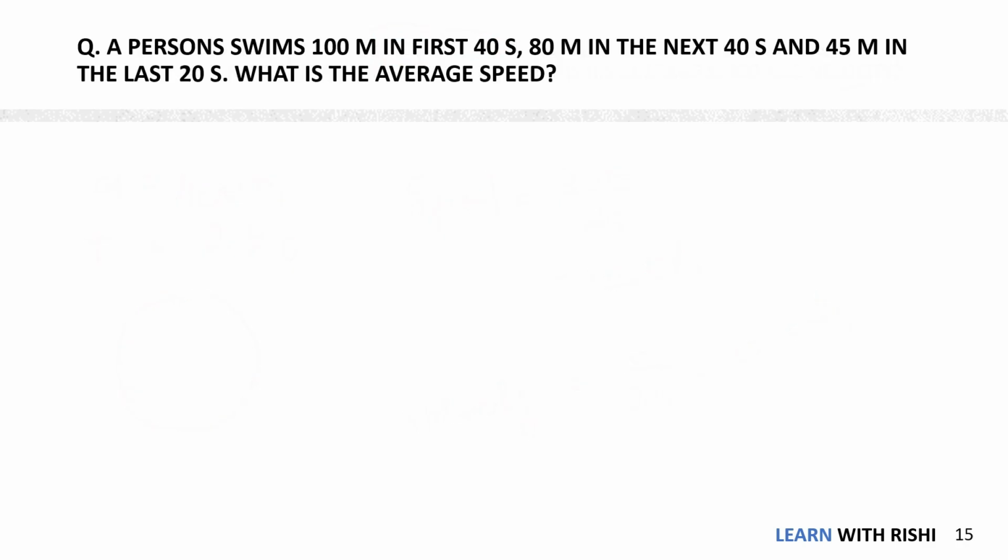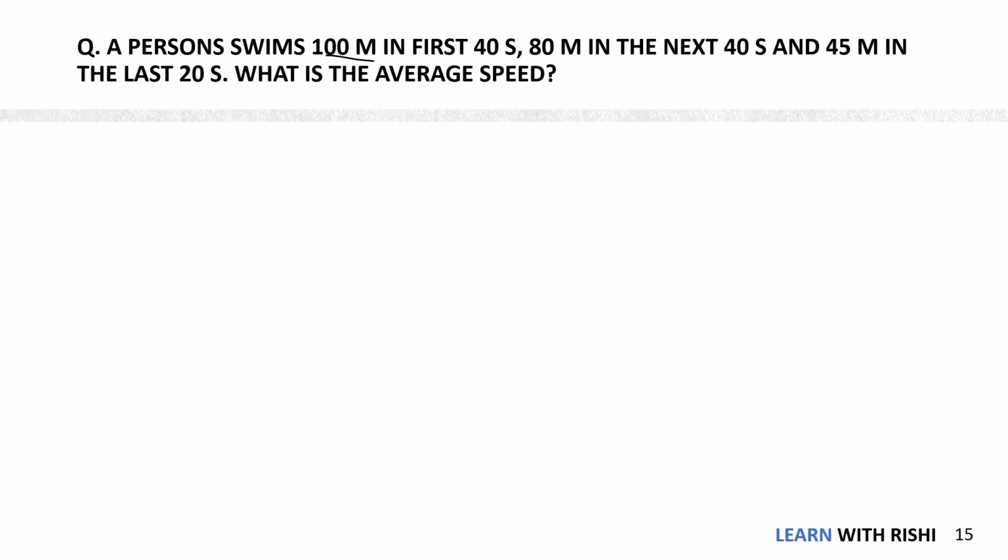Let us solve one more question. A person swims 100 meter in first 40 seconds, 80 meter in next 40 seconds, 45 meter in last 20 seconds. So here basically they have given us three time intervals: first 40 seconds, next 40 seconds and last 20 seconds. In these three time intervals, he is traveling different distances, first 100 meter, then 80 meter, then 45 meter, and we need to calculate the average speed.